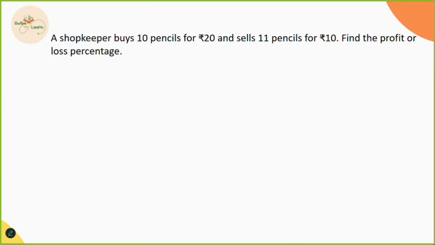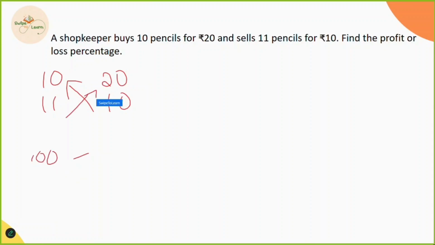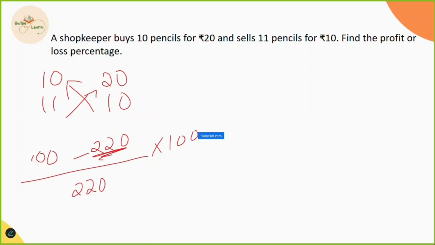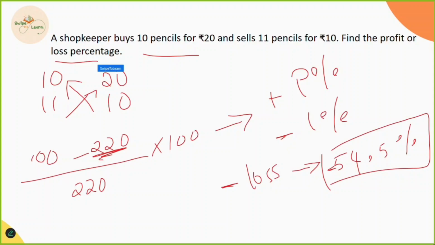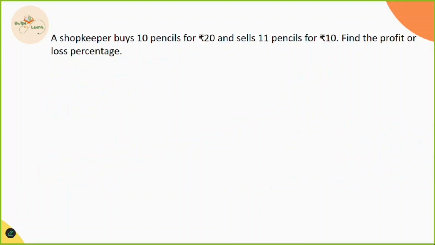So when 10 pencils are bought for 20 rupees and 11 pencils are sold for 10 rupees, simply cross multiply. First do 10 into 10, which is 100, minus 11 into 20, which is 220. And in the denominator, write down the last value, which is 220. Multiply with 100. If you get the answer in positive, it is considered as a profit percent, and if you get a negative answer, we say it is a loss percent. So 100 minus 220 leads to a negative value, which means there is a loss percent. By calculating, we got the loss percent as 54.5%. So there is a loss of 54.5%. Using this short trick, you can solve this kind of problems easily rather than applying the formulas.